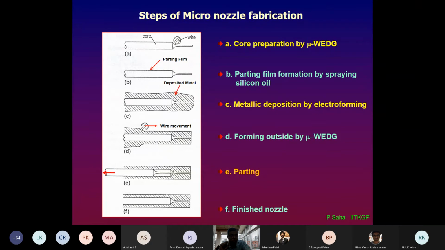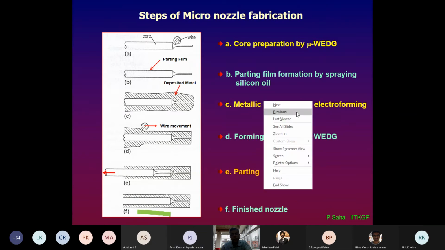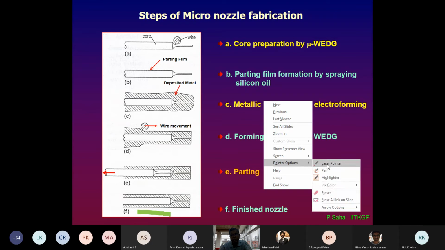So my target is, on a metallic block, to create a micro nozzle, something like this. So my target is F, this one. This is my target.